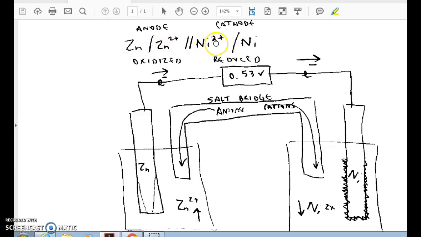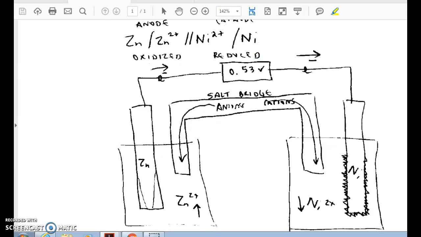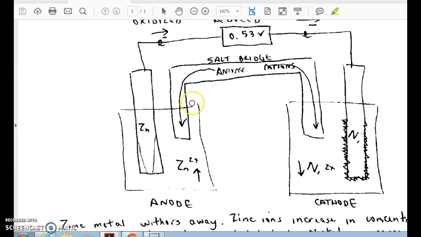So the solutions are in the middle. The metal electrodes are on the outside. A single line represents a barrier between phases, so between solid and aqueous solution, and a double line represents a barrier between the two half reactions. So the zinc is oxidized at the anode, and the nickel is reduced at the cathode. And the electrons flow from the anode to the cathode. So as zinc loses electrons, the electrons flow in this direction, and then down the nickel, where they join up with the nickel 2+ ion to plate out as nickel metal.